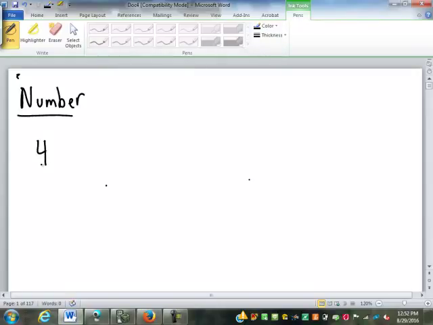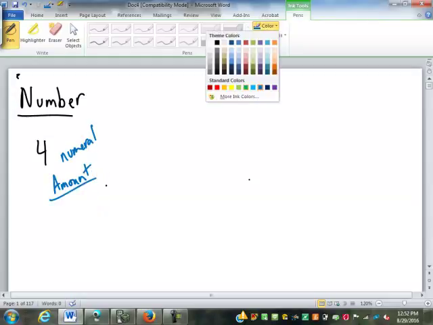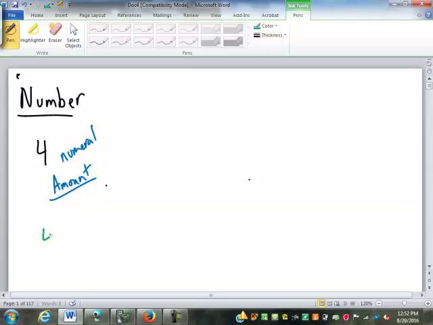So if I put a 4 up here, how many of you would tell me that that's a number? Show of hands. Most of you would, right? 4, however, is just a numeral. It is an amount. It's telling us how much. To truly be a number, it must not only tell us how much, but of what.